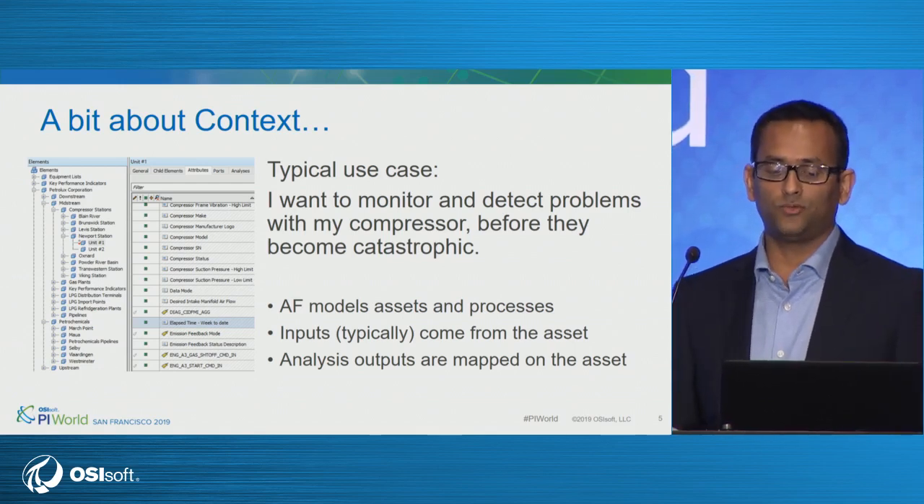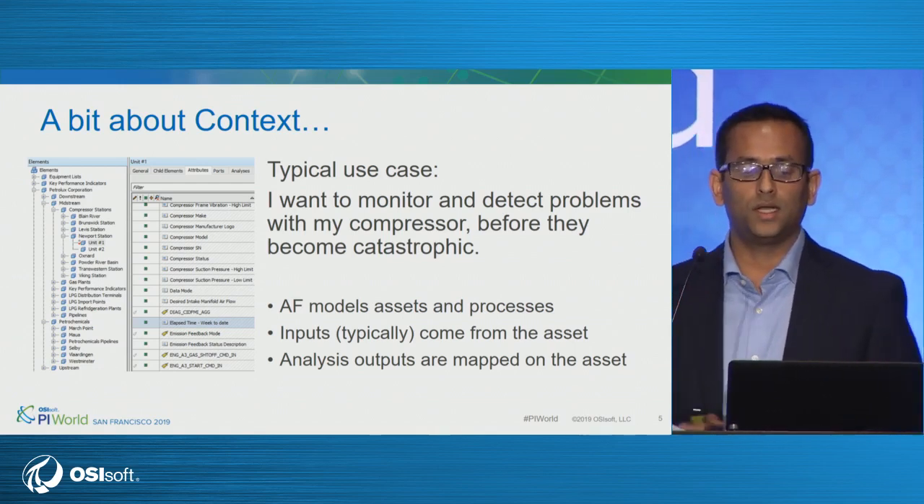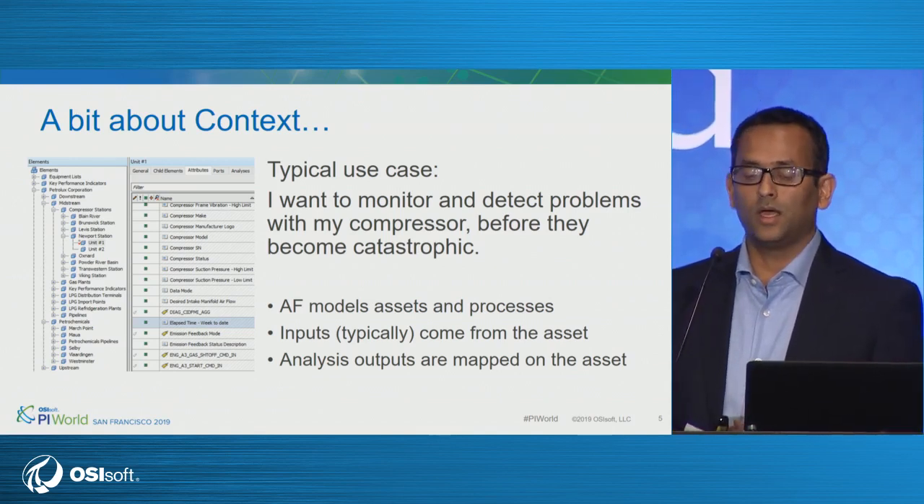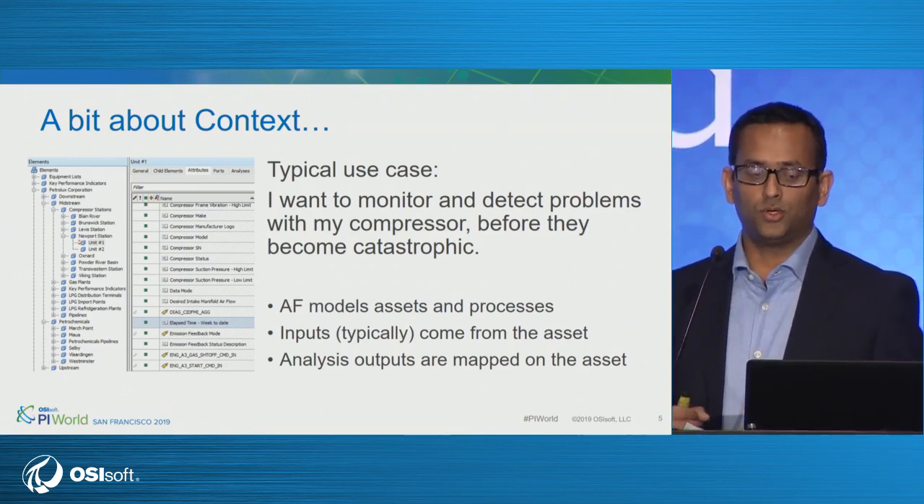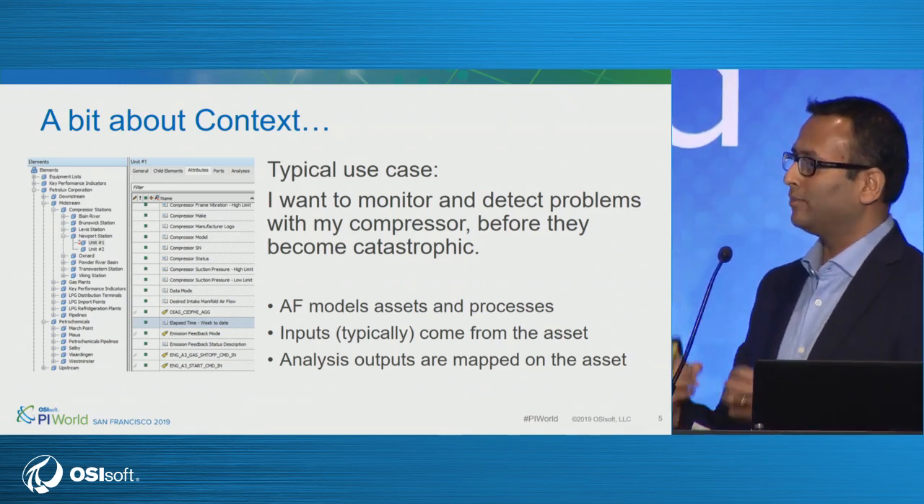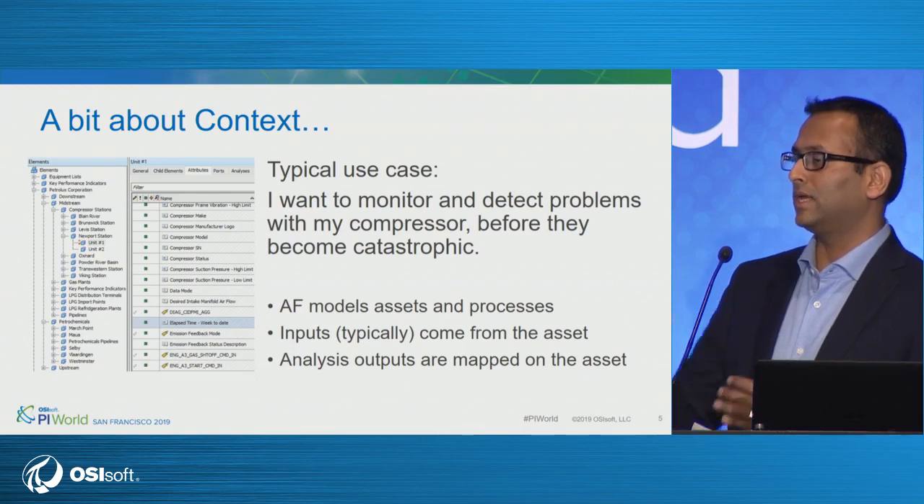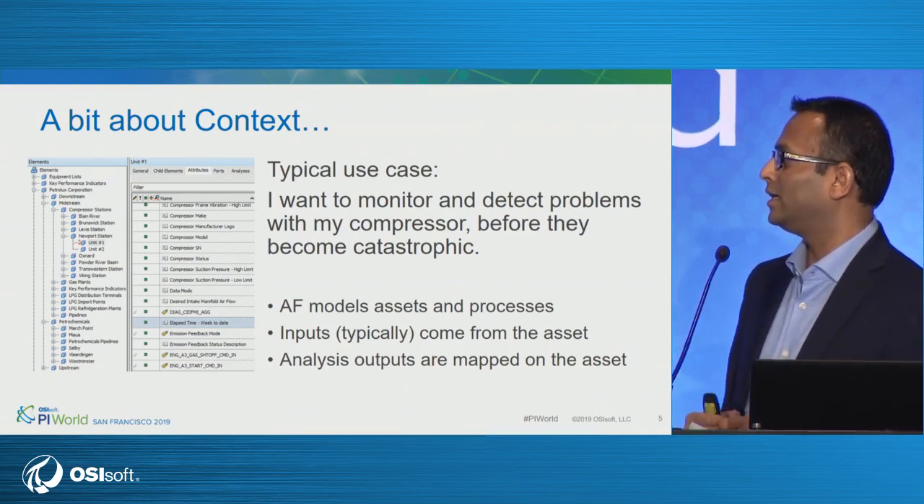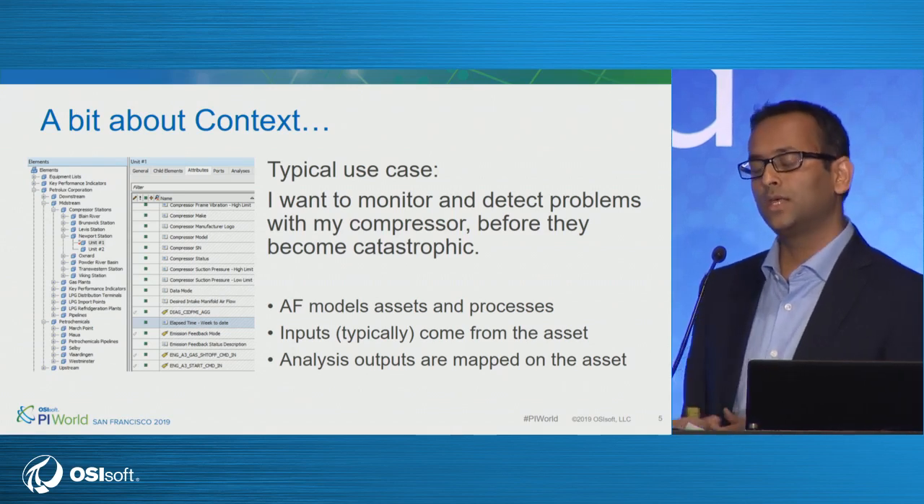A typical use case would be: I want to monitor and detect problems with my compressor before they become catastrophic. So your subject matter expert would want to write that calculation. They would typically use measurements from this asset, or maybe one level up or two levels up or down. You can do that using our relative path syntax or an absolute path syntax.